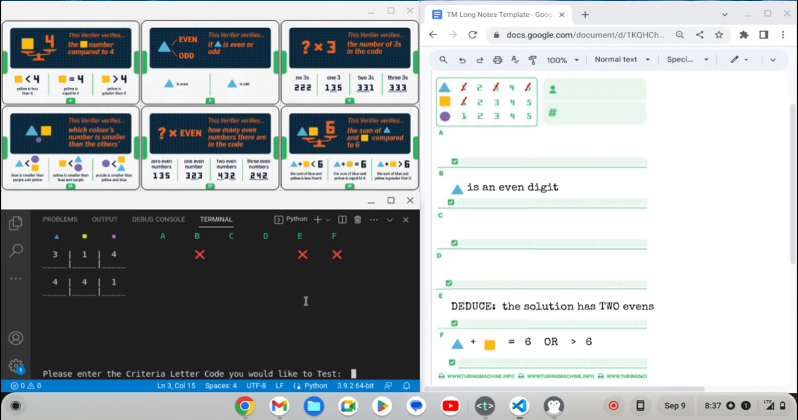Okay, so let's see. What can we test? I feel like we almost have to retest criteria card F. Let's see. Could we do it in 3 turns? Let's see.